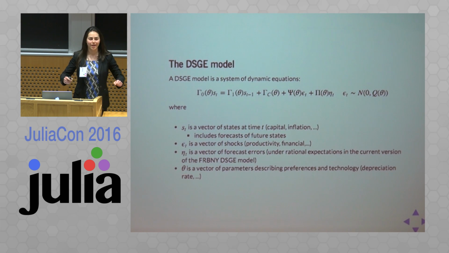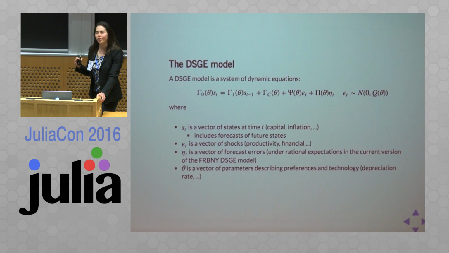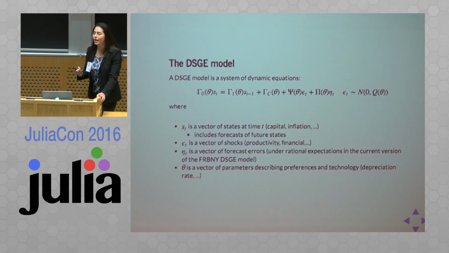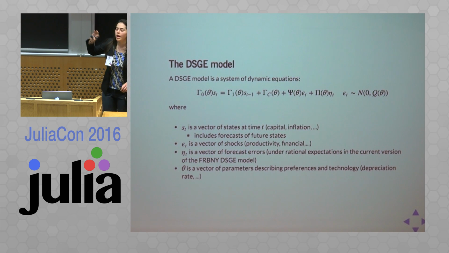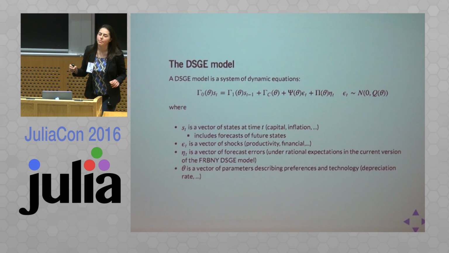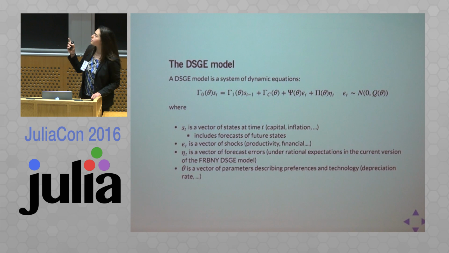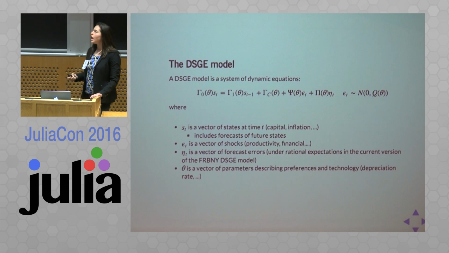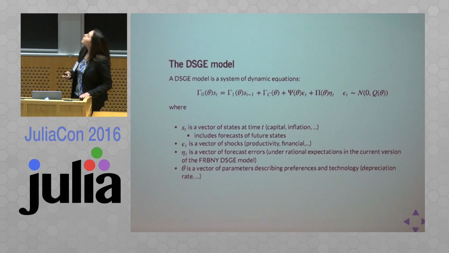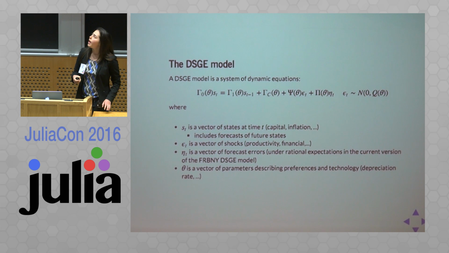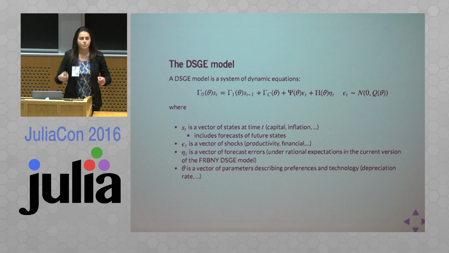Okay, so now let's get to the nitty-gritty. The DSGE model, in terms of the theory and the math going on behind the scenes, is just this: a system of dynamic equations that takes this form. Here we have s_t, which is a vector of states at time t. States can be things like the level of capital in the economy, for example, or the rate of inflation. And they can incorporate future expectations of states, which we just heard a lot about.